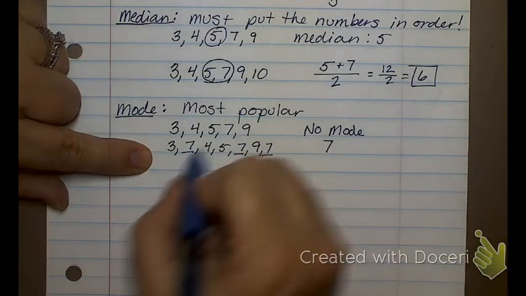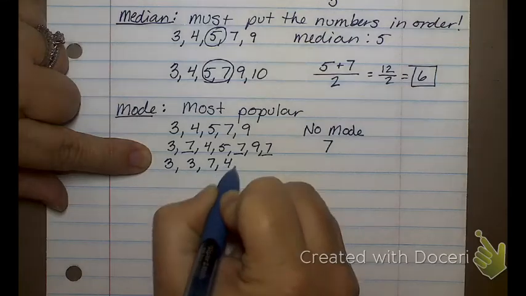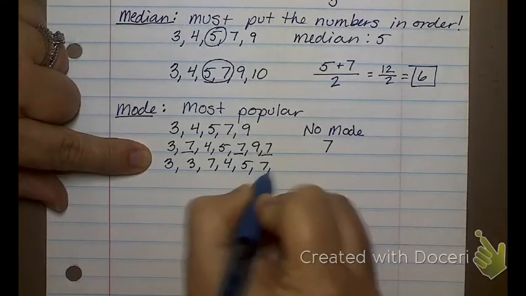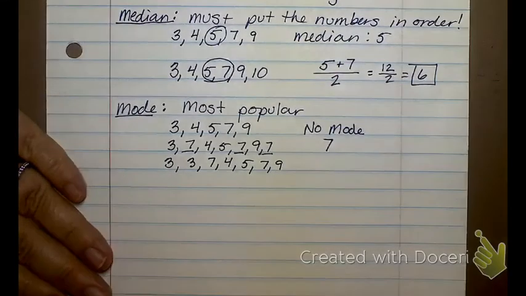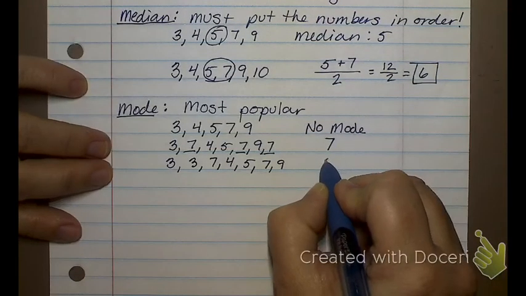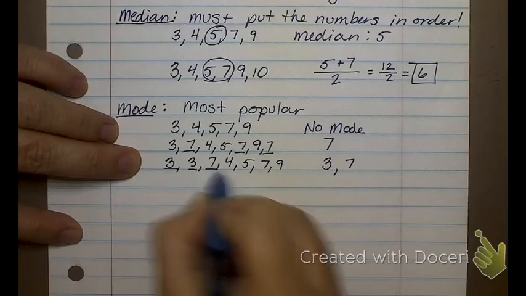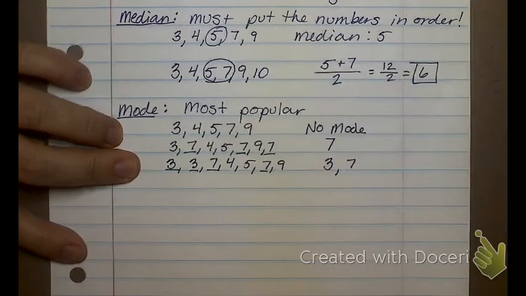What if I threw in something like this? 3, 3, 7, 4, 5, 7, 9? 3 and 7 are both popular. Is it no mode? No, it's 3 and 7. There are 2 modes in this situation. 3 and 7 are both modes because both of them are more popular than the others.